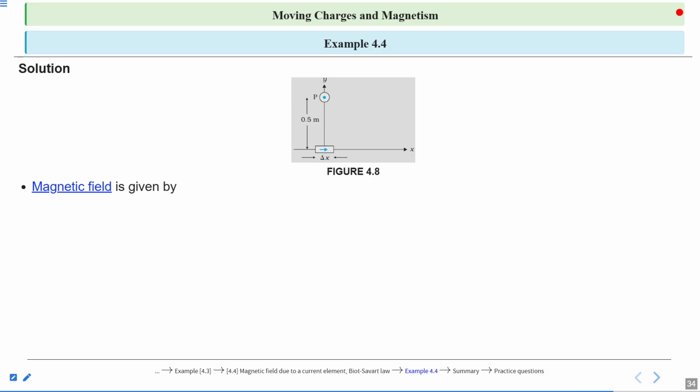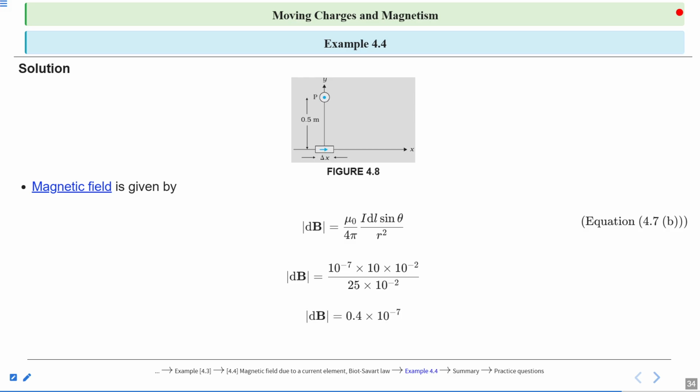Magnetic field is given by dB equal to mu naught by 4 pi I dl sine theta by r square, equation 4.7b. Now put all the values and find dB. So dB is equal to 10 raised power minus 7 into 10 into 10 raised power minus 2 upon 25 into 10 raised power minus 2. So dB is 0.4 into 10 raised power minus 7, and the final answer is 4 into 10 to the power minus 8 Tesla. This is the value of magnetic field at point P.